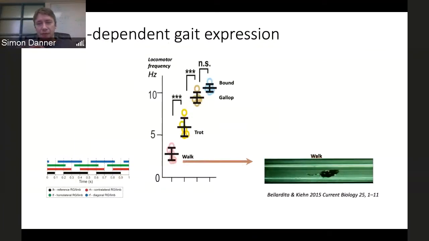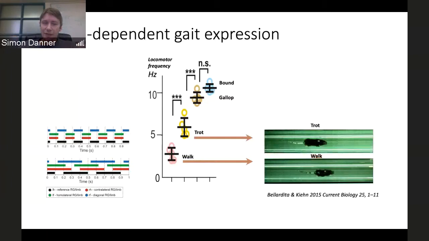Okay, so just to start, as limbed animals increase the speed of locomotion, they generally change the gait, which is partially defined by the interlimb coordination, also by the stance and swing phases. So for mice, that means at low speeds of locomotion they walk, which is characterized by quarter phase differences between the legs, and each leg moves separately. So this is a four-beat gait.